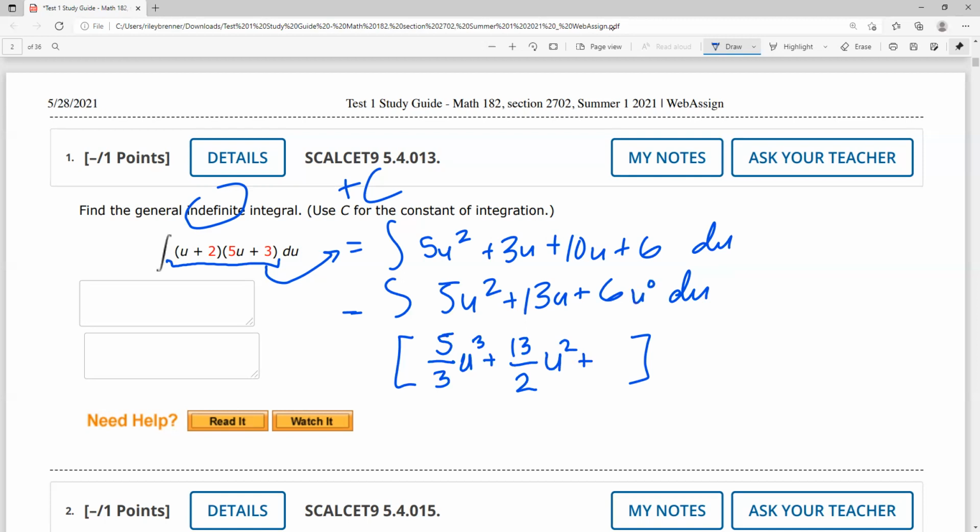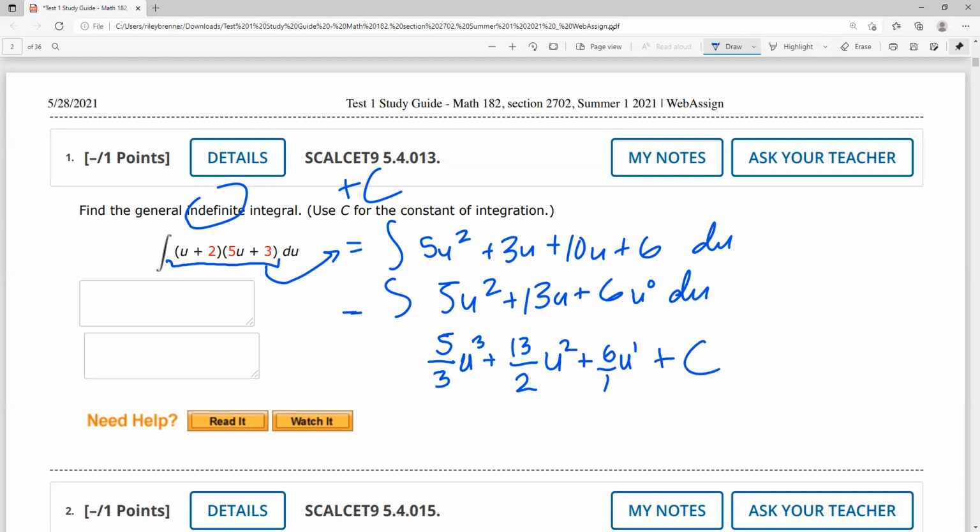So if we go ahead and increment that variable, increment the power rather, it'll become u to the 1. So this will be 6 over 1, right? And because this is an indefinite integral, I should not have written the brackets, we always have to remember this plus c at the end, right?